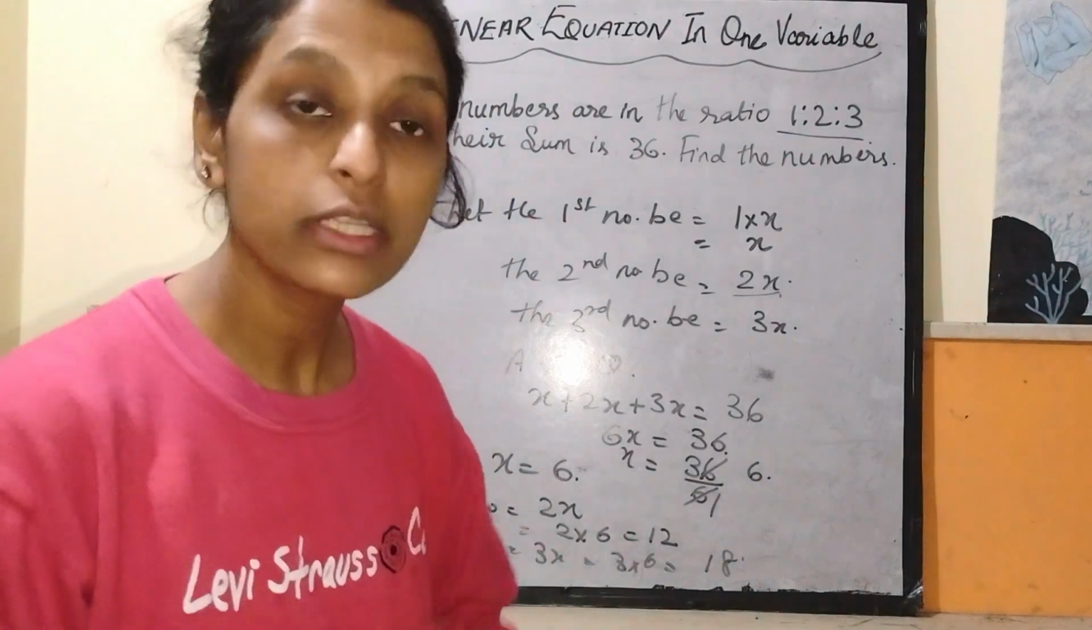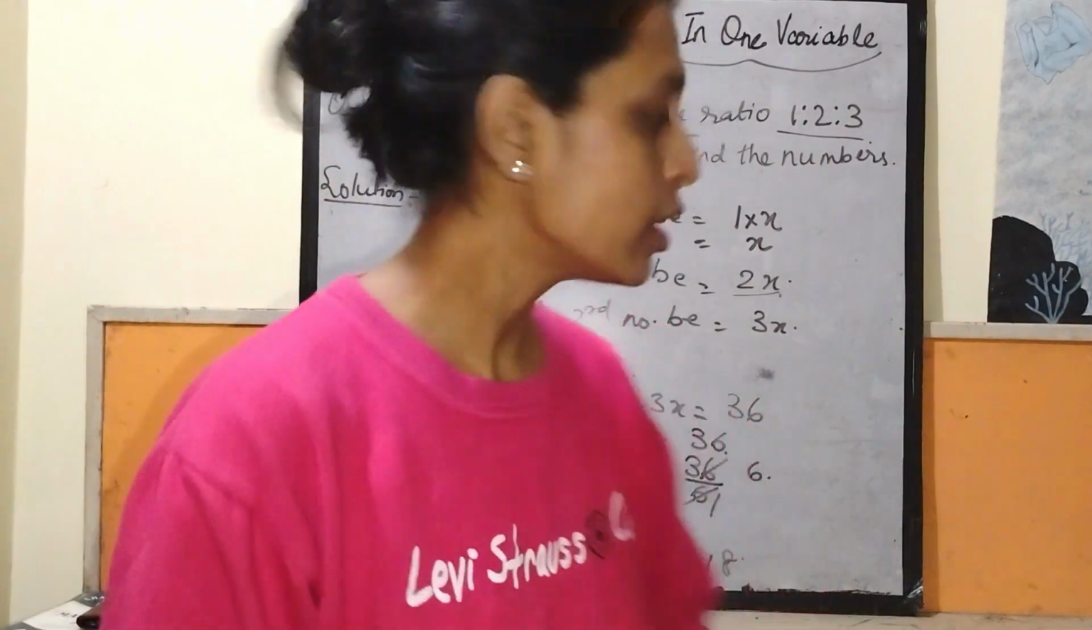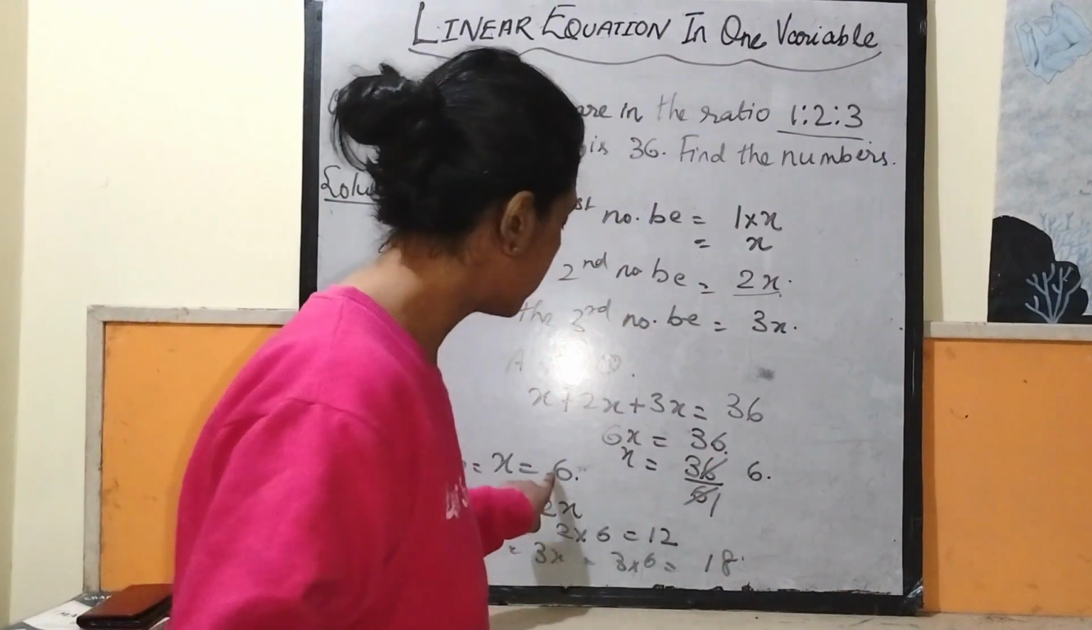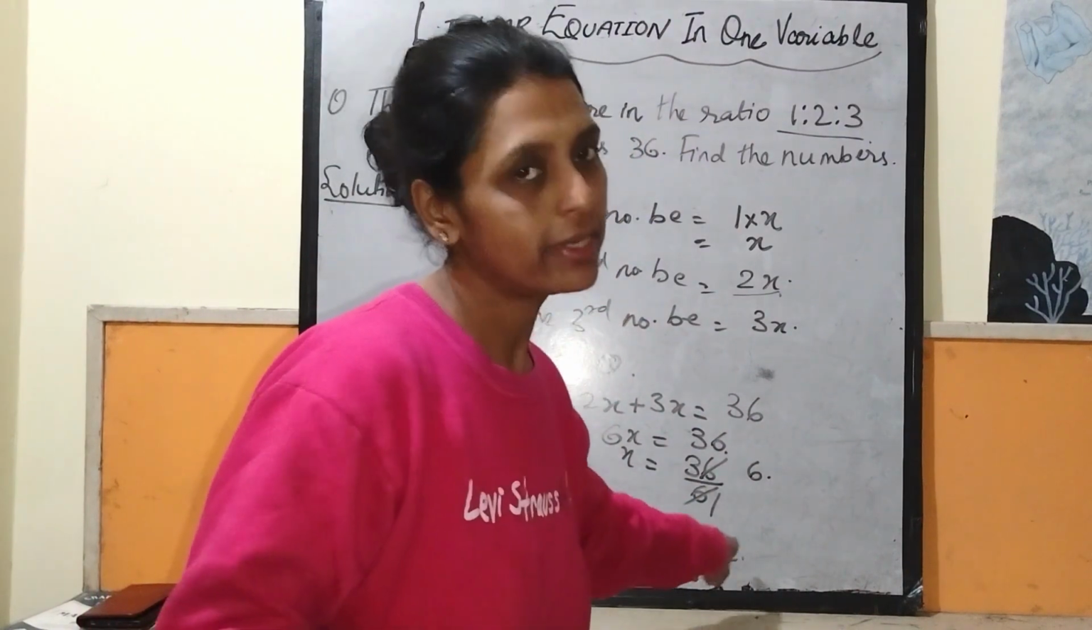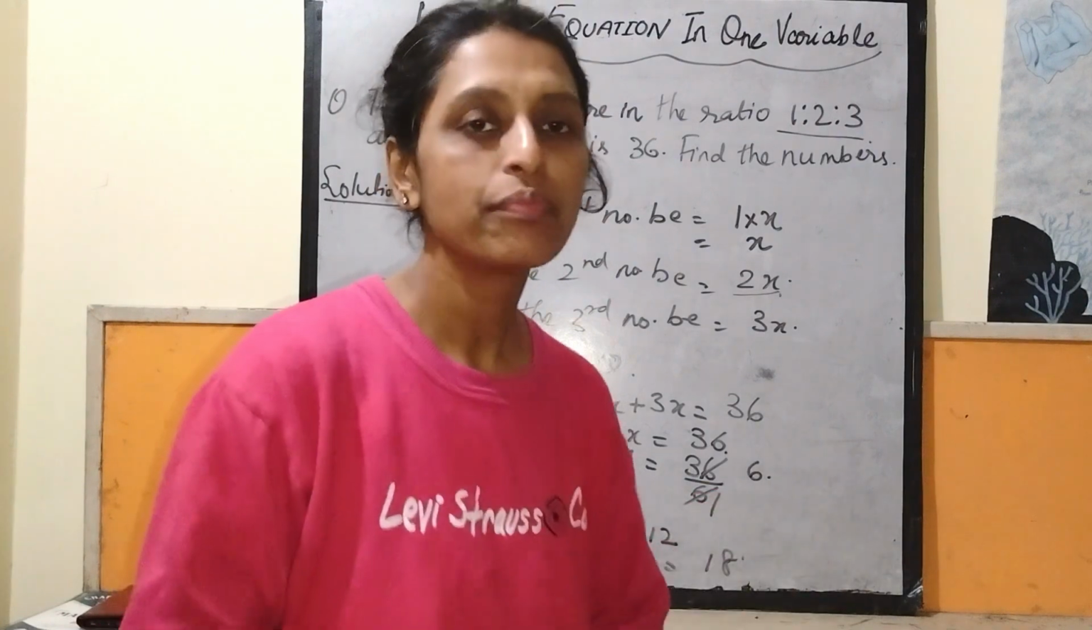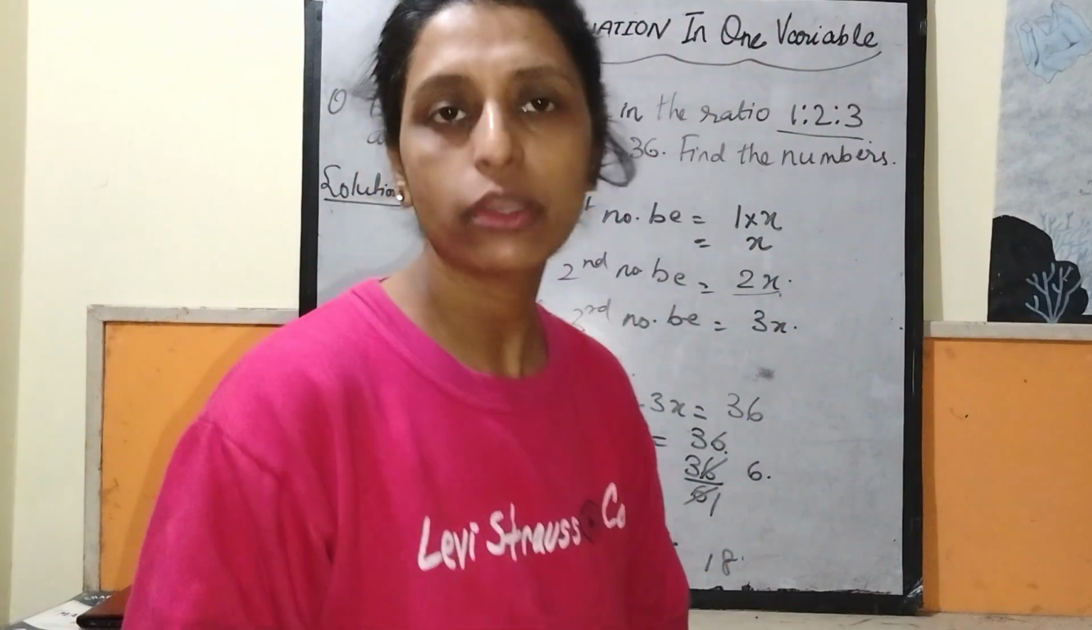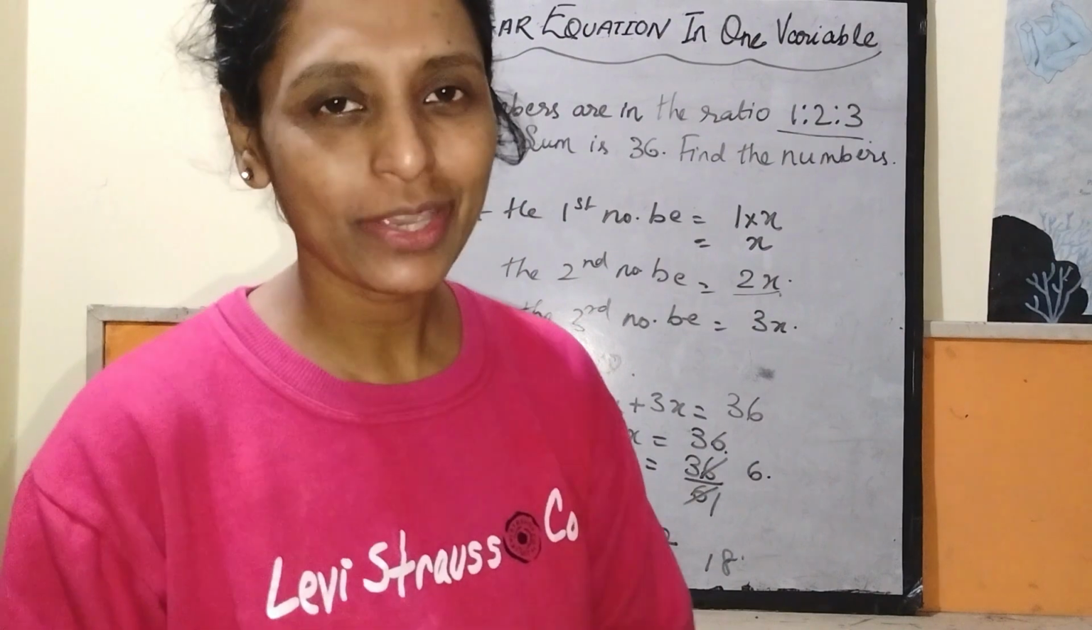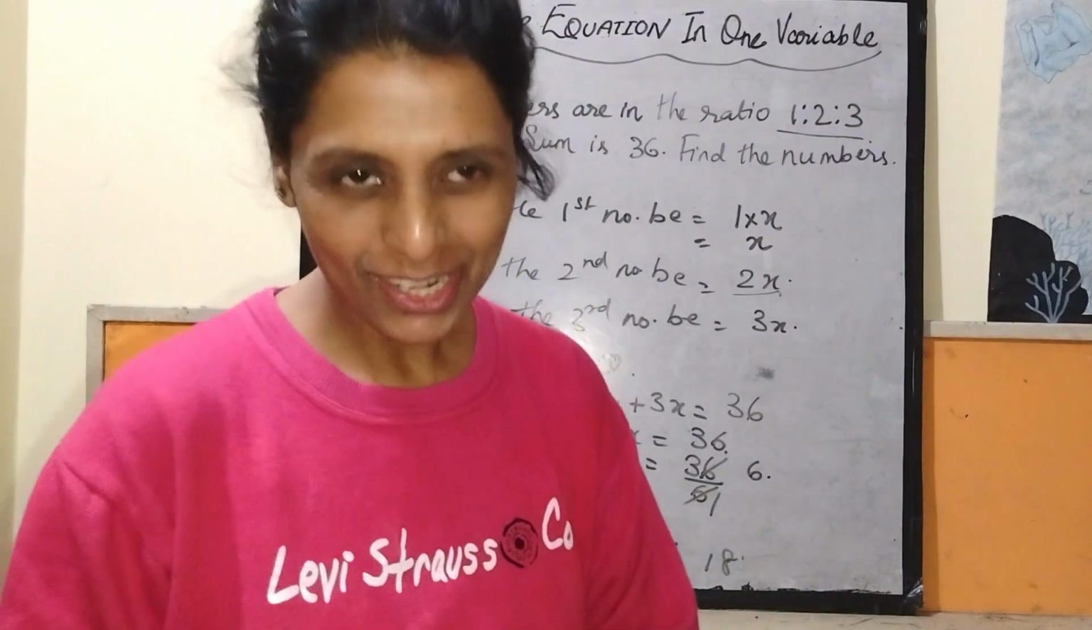You can check whether your answer is correct or not by adding all these three numbers. 6 plus 12 is 18, and 18 plus 18 is 36. So the sum given according to the question is 36, which means our answer is correct.